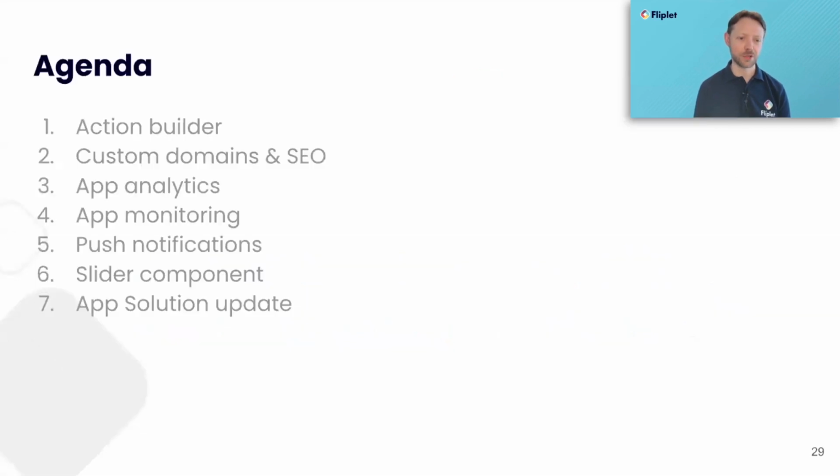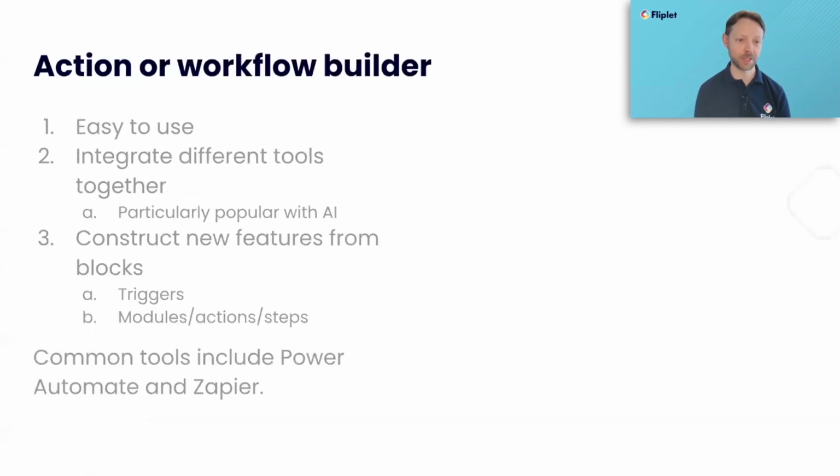So today I'm going to talk about Action Builder, which we've spoken about for the last couple of roadmaps, but we've got some exciting updates to share with you. We have been working on adding custom domains and SEO features for a variety of capabilities. So I'm going to talk to you about that. We've got an update on app analytics and app monitoring capabilities that we've been working on. We've got some push notification improvements, an update on the slider component, an app solution update. And I think we've also managed to squeeze in something about our upcoming multi-step form capabilities as well.